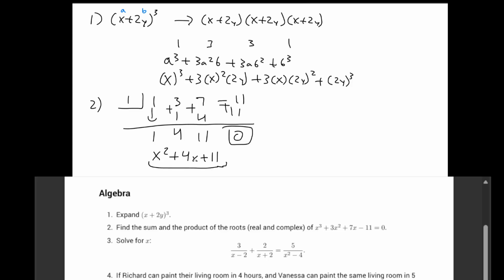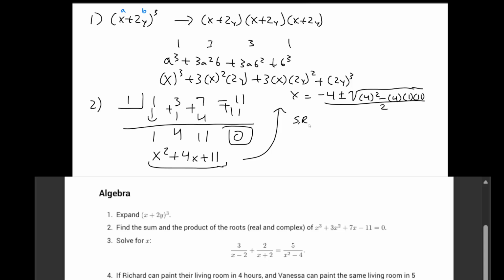This is obviously not factorable, so I'm going to use the quadratic formula here. x is equal to negative 4 plus or minus the square root of 4 squared minus 4 times 1 times 11, all over 2. Now, really, the thing that you want to understand here is, yeah, we can simplify the b squared minus 4ac part, but for finding the sum of roots, it doesn't really matter. So I'm just going to find the sum of roots right now.